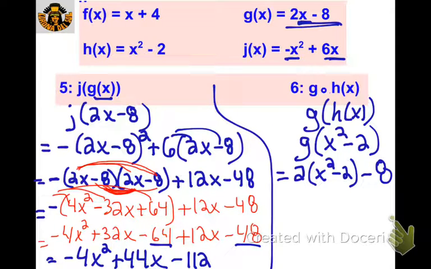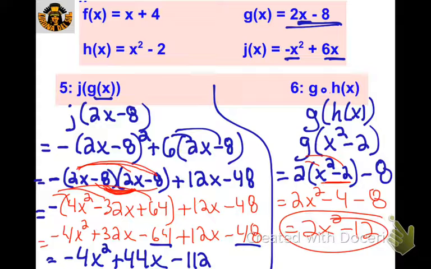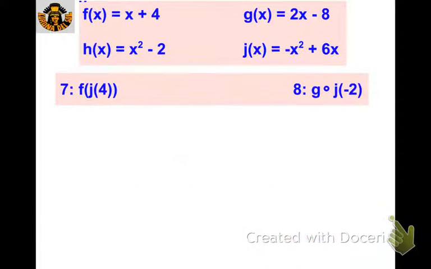All right, so see how we have replaced that? All right, so now we're going to distribute. So we got 2x squared minus 4, and then minus 8. So final answer, 2x squared minus 12. Oops, a little messy there.